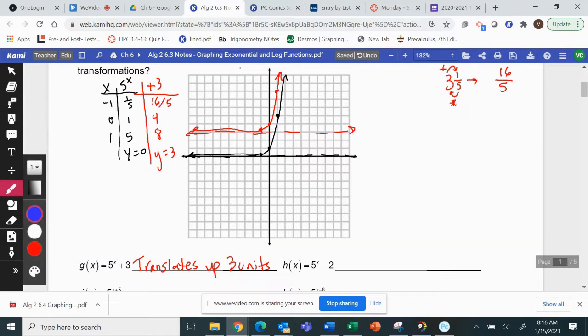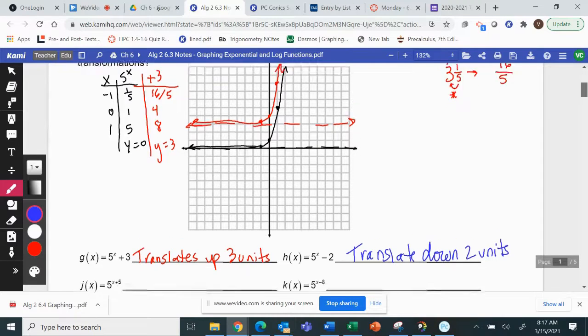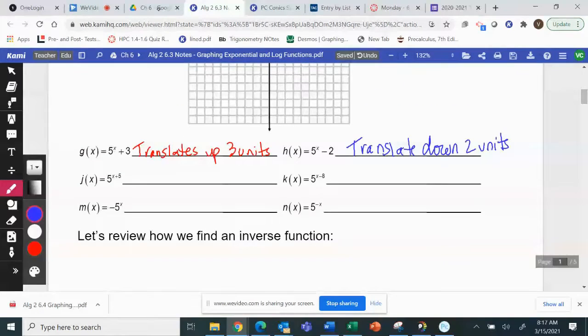Okay, h of x equals 5 to the x minus 2. Can you tell me that transformation? Translate down 2 units. Good. I'm not going to graph every single one of these.